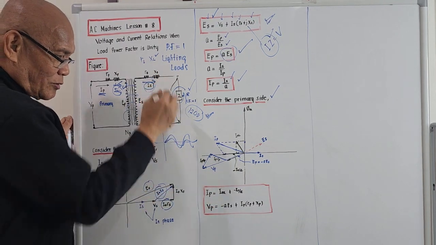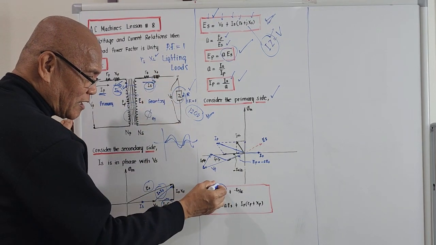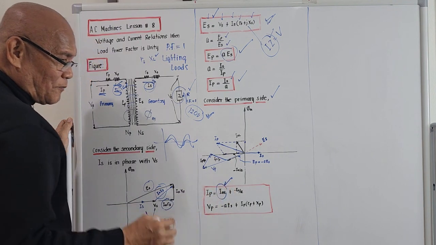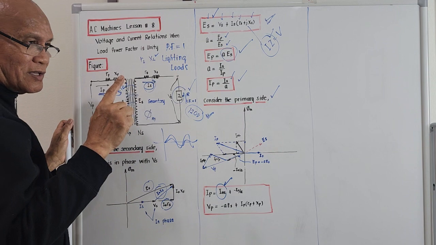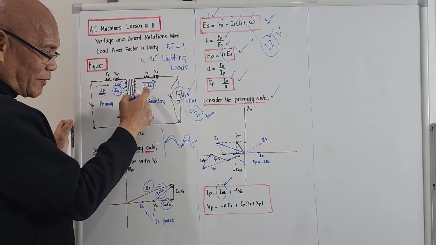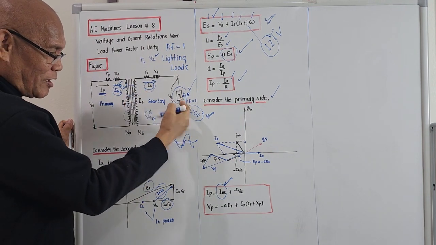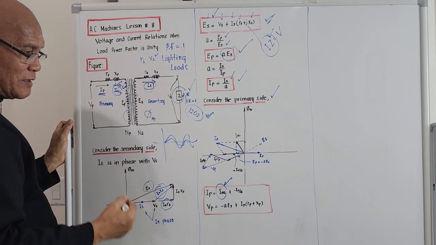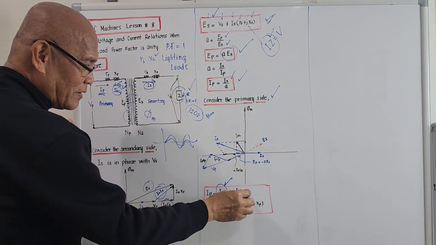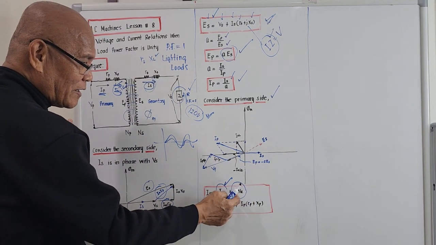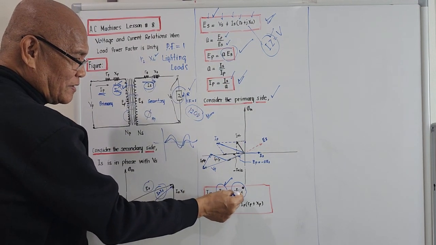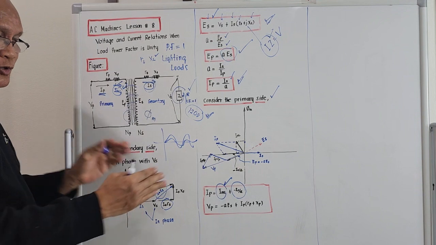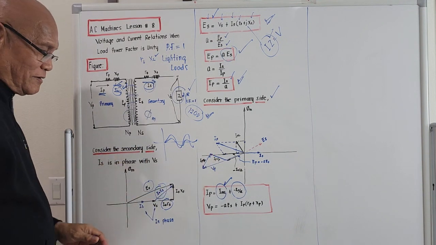So if there is a load, this I no load still exists, plus we add a certain value. And what is that certain value? It is the value of IS due to the load if we refer it to the primary side. And it should be this value here: negative IS over A. Why is there a negative? Because we are referring it to the primary side.